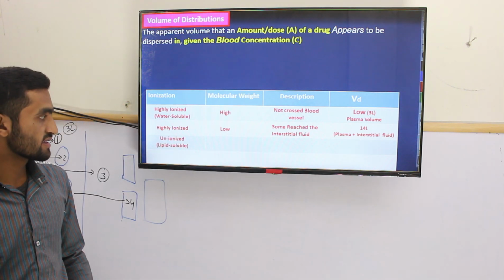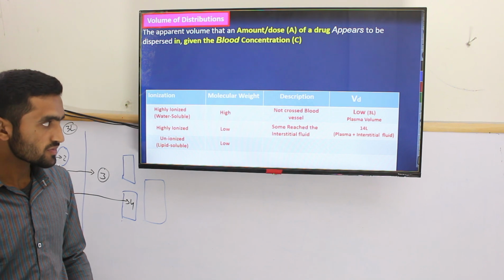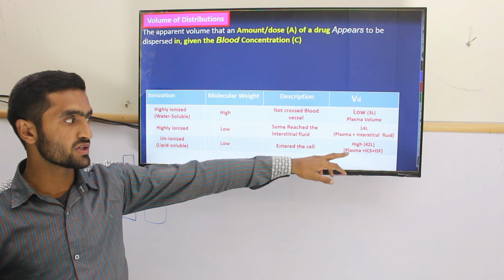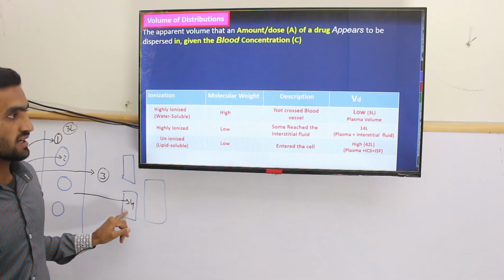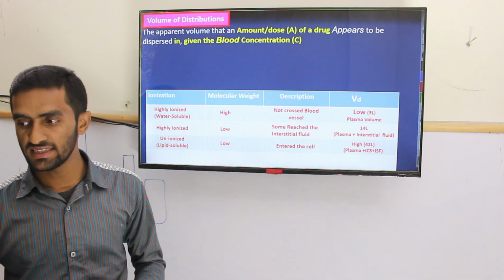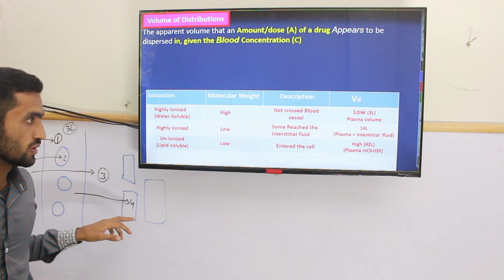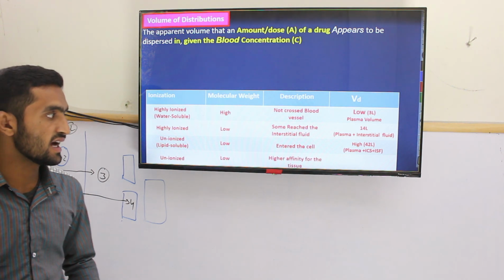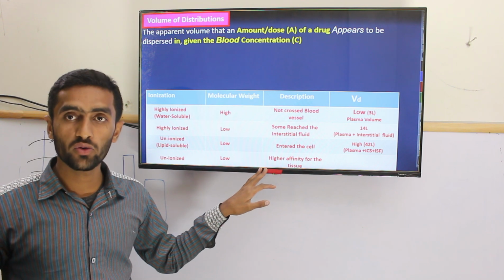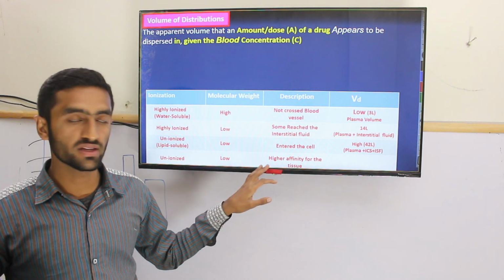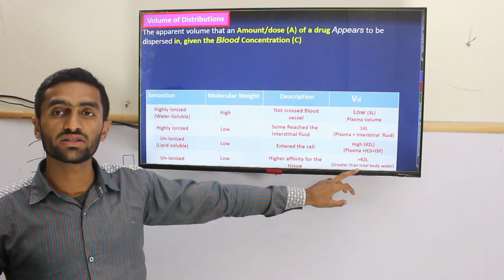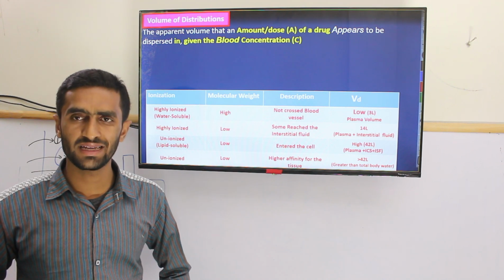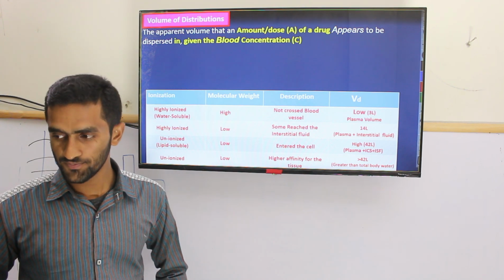And if the other drug is unionized, lipid soluble, and low molecular weight, it can enter into the cell, so its volume of distribution is 42 liters. ECF is also, it's not ISF, it's ECF. Okay, the other drug, which is unionized and low molecular weight, but has high affinity for the tissue, means it is bound in the tissue, not moving. So its volume of distribution will be more than 42 liters. It's totally dependent upon the chemical composition of your drug.